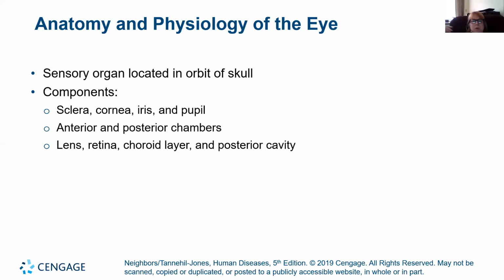Okay, so the anatomy and physiology of the eye. You guys know that it is located in the orbit of the skull. The components: the sclera, the cornea, the iris, and the pupil. It has both anterior and posterior chambers. In the interior chambers are the lens, the retina, the choroid layer, and the posterior cavity.